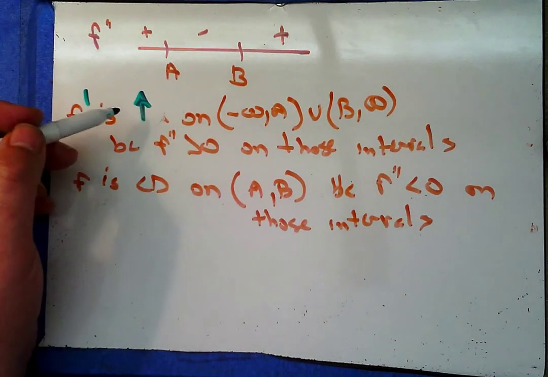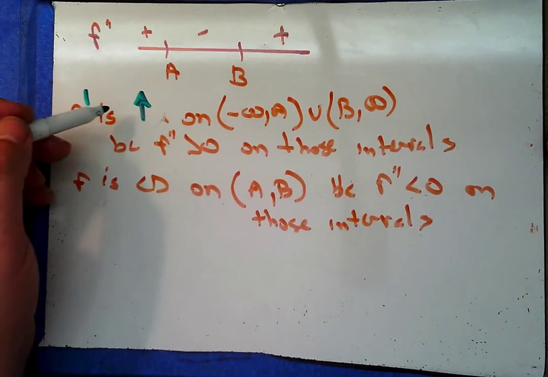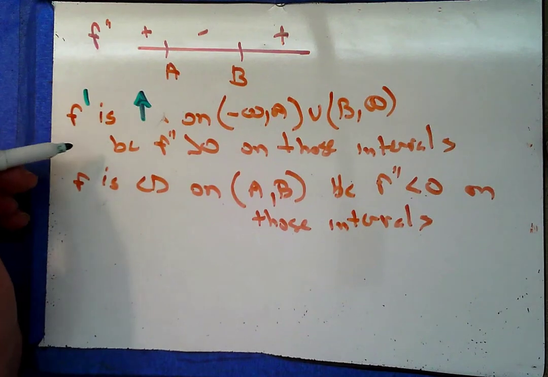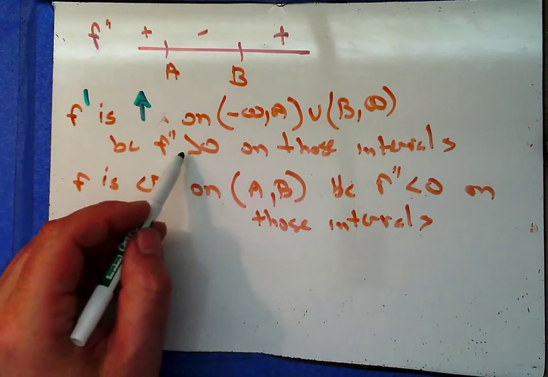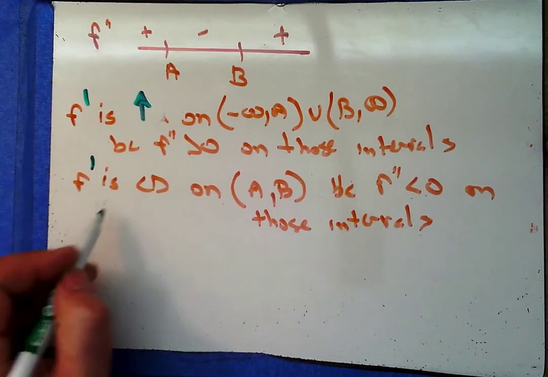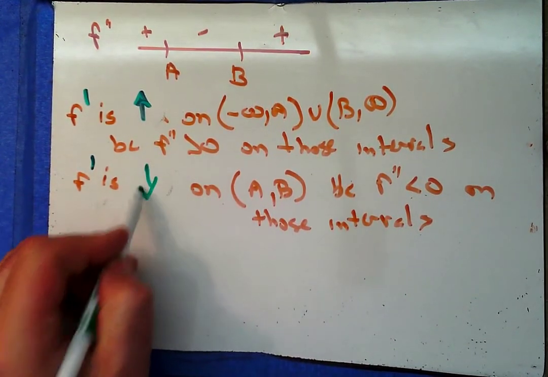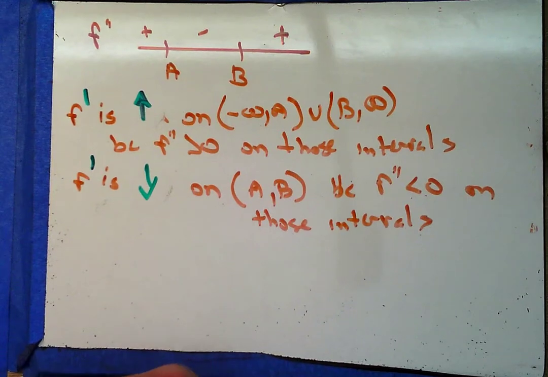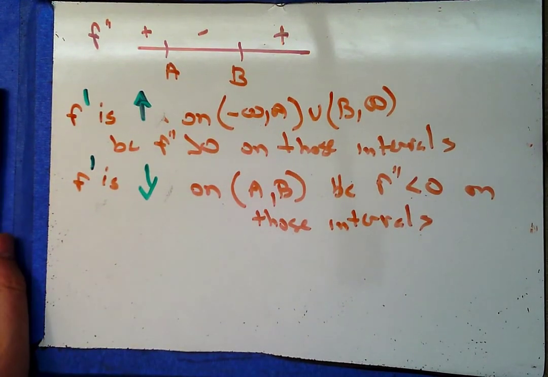If f prime is increasing, that means f prime has positive slopes. The slopes of f prime are called f double prime. If f double prime is positive, f prime must be increasing. And likewise, f prime is decreasing on these intervals because f double prime is less than 0. So we can say that, and there's our first second derivative test.